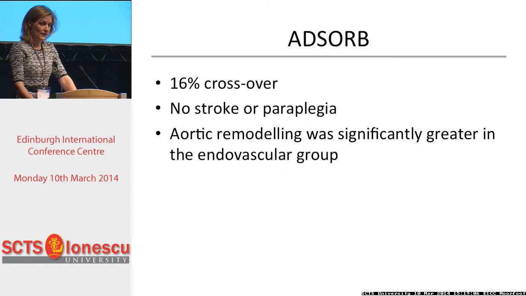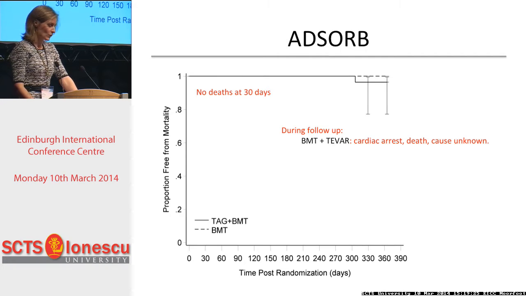They found a 16% crossover from best medical therapy to best medical therapy and stent graft treatment. There were no cases of stroke or paraplegia, and they showed that in these patients, aortic remodeling was significantly greater in the endovascular group, which might be what you'd expect considering the flap is supposed to be more mobile in this cohort. When we look at mortality, there were no deaths at 30 days, and during follow-up up to 1 year, there was just 1 death in the best medical therapy and stent graft group.